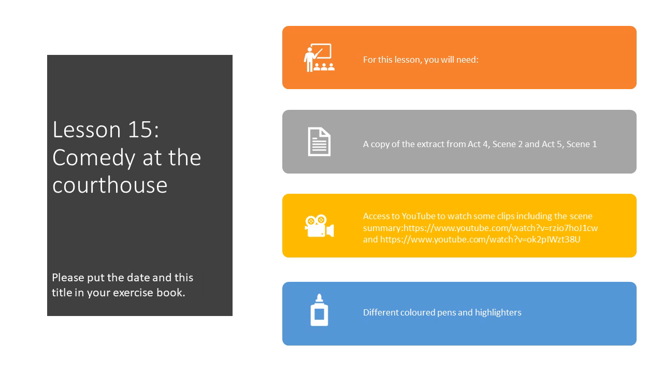Please do write the date and the title, Lesson 15, Comedy at the Courthouse. For this lesson, you'll need a copy of the extract from Act 4, Scene 2 and Act 5, Scene 1, access to YouTube to watch some clips, including the scene summary, and different coloured pens and highlighters.